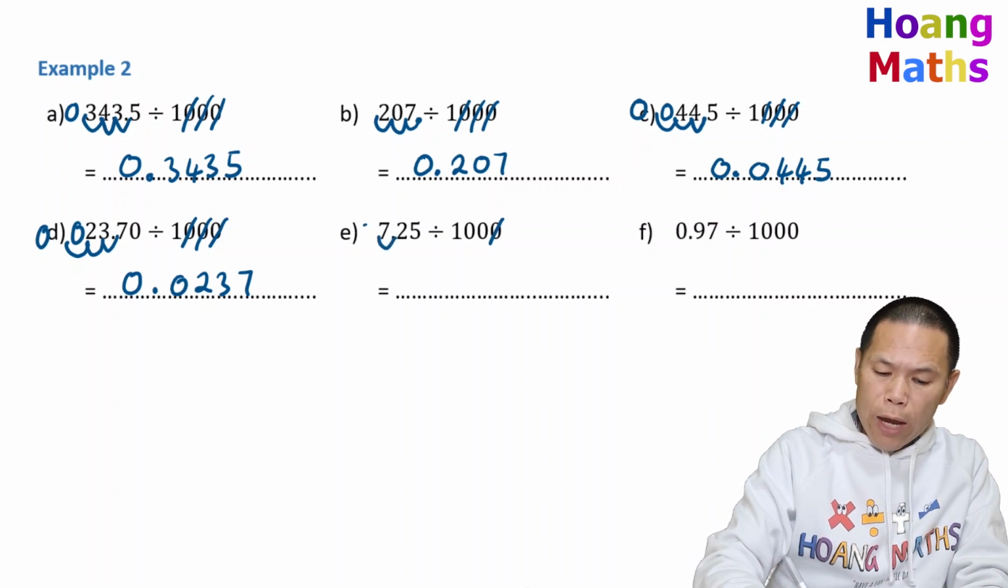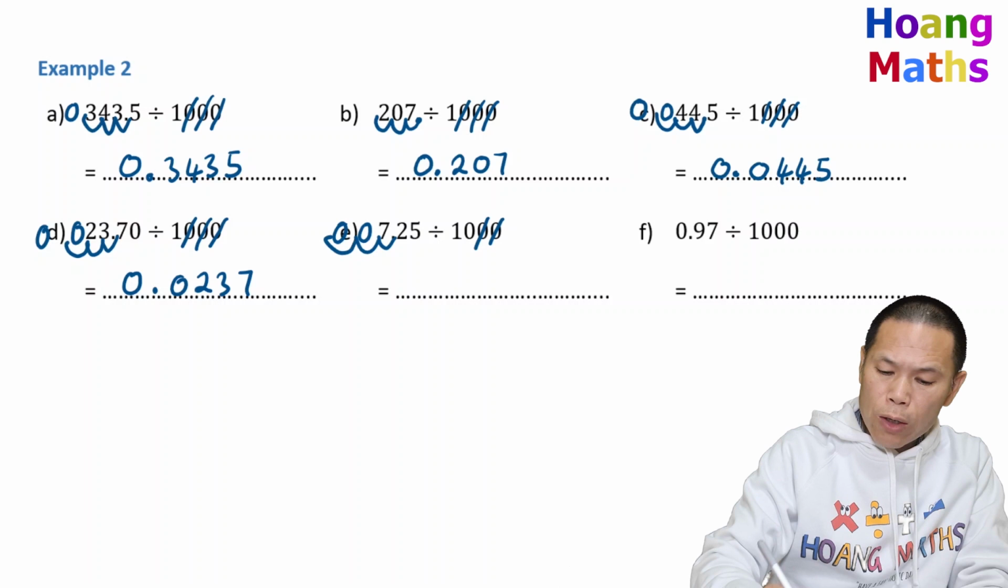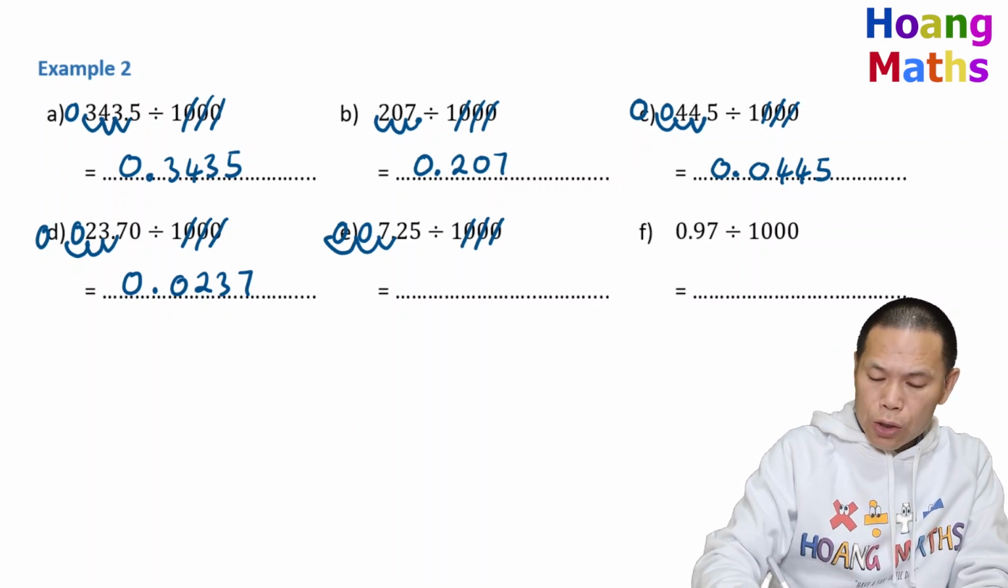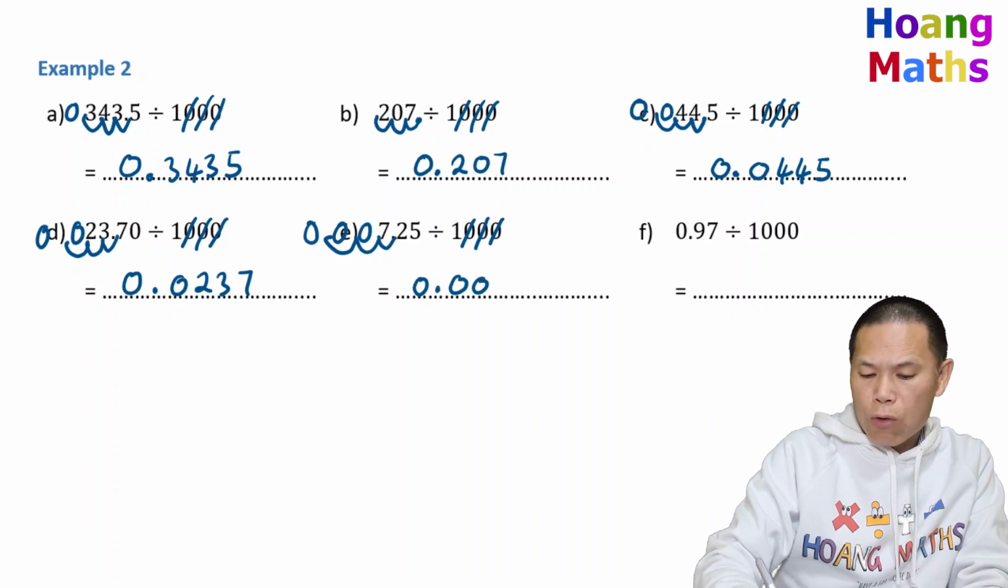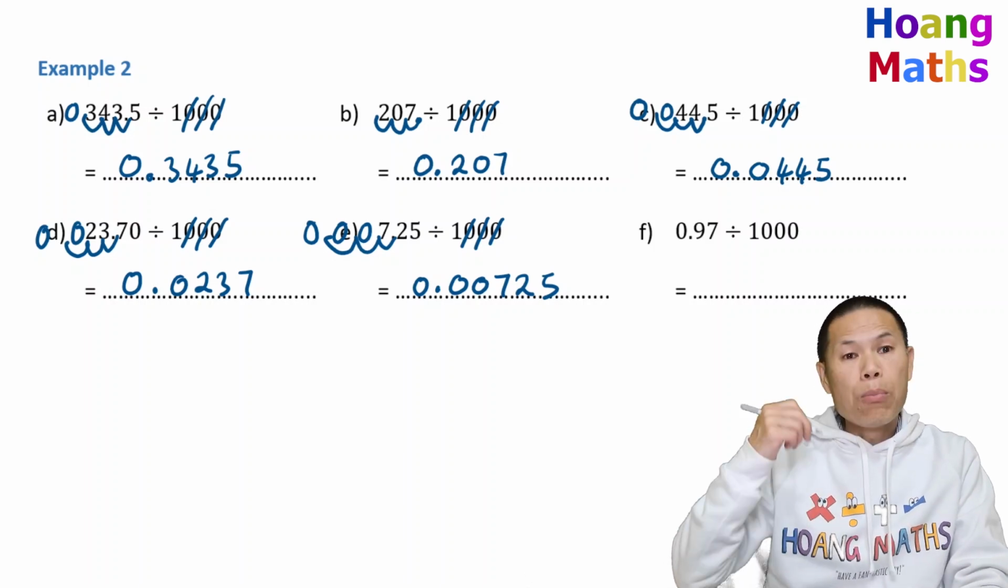So part E. So again, we cancel this 0. We move 1, we add a 0 here. And we move 1 more time, we cancel. We put a 0 here first. And then we divide by 10. We move this 1 unit. There you go. I can put a 0 here. So 0.00725. So there you go.